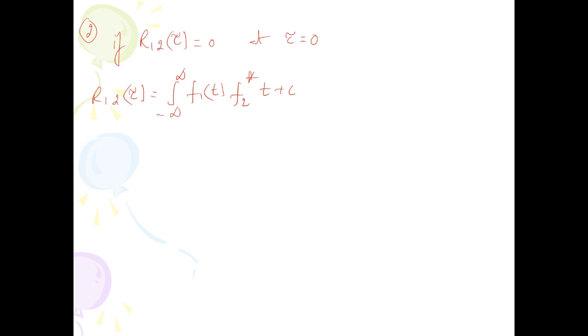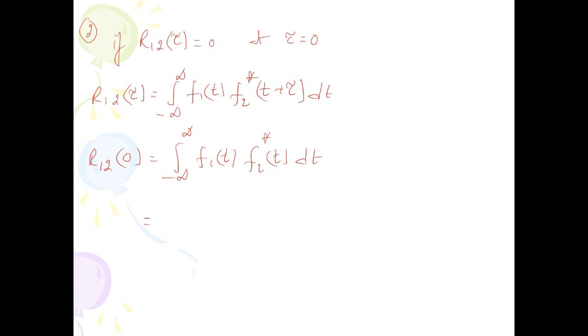The second property: if the cross correlation function value is equal to 0 at tau equal to 0, then the signals are said to be orthogonal. So R12 of tau is equal to the integral from minus infinity to plus infinity of f1 of t, f2 star of t plus tau dt. Now substituting tau equal to 0, this is the integral from minus infinity to plus infinity of f1 of t and f2 star of t dt.